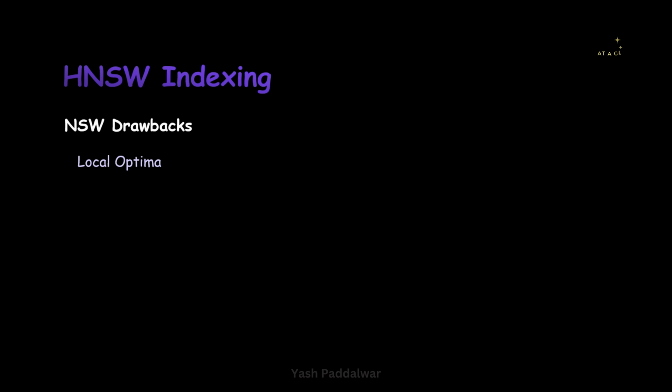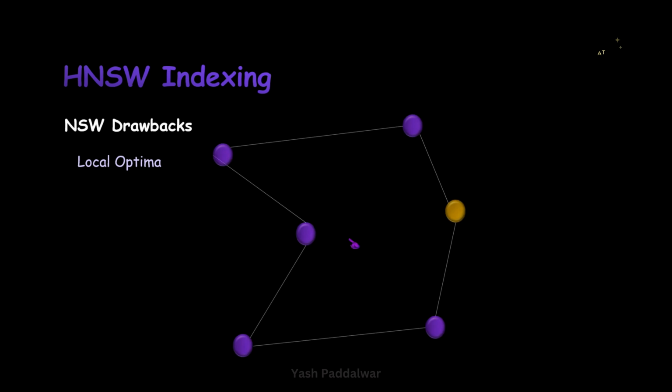The very first drawback is local optima. Let me explain this drawback with the help of an example. Let's say we have this navigable small world and we have one query. For this query, I already know that this is the document vector which is most similar to this query, and this has to be outputted as the final answer. Now let's start the search operation. We'll simply make this node the current node and continue with the search.